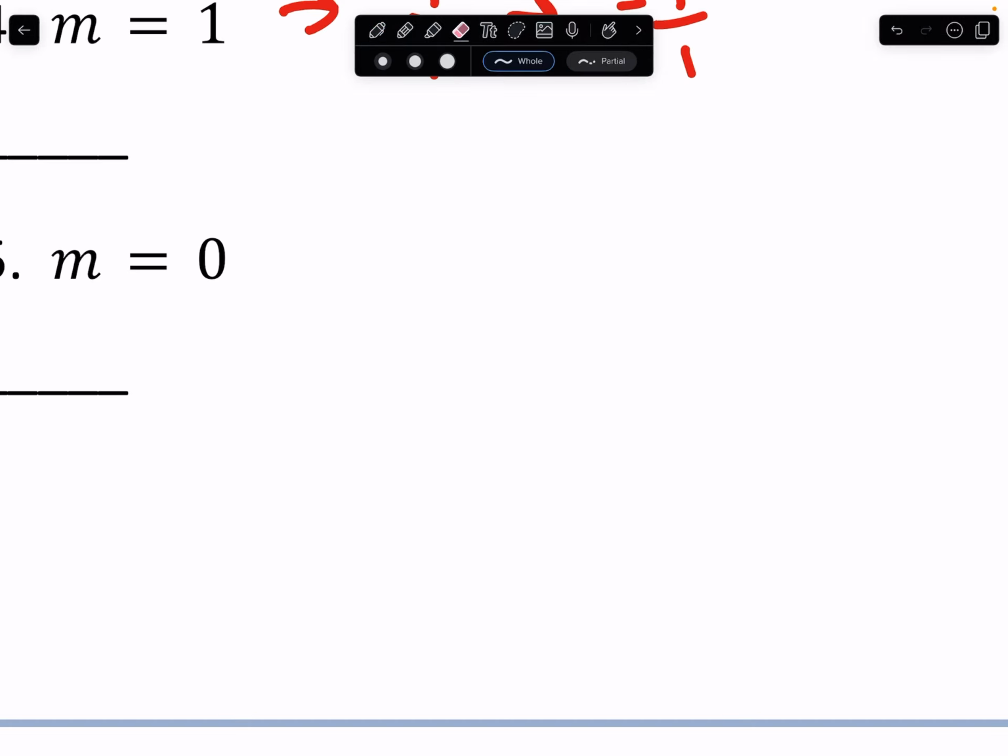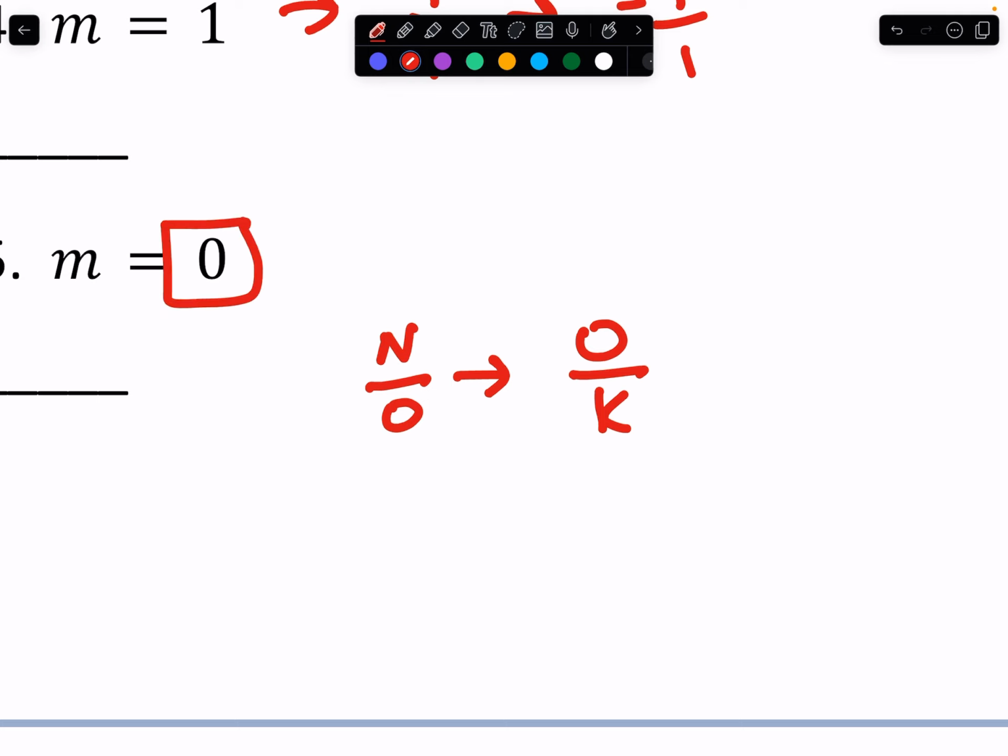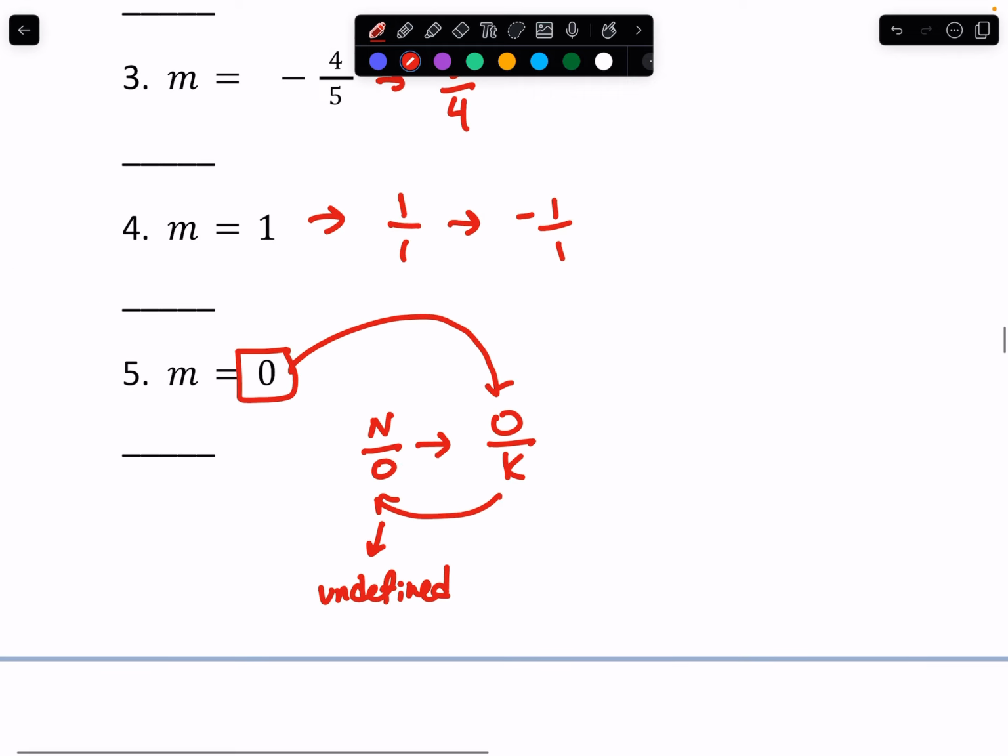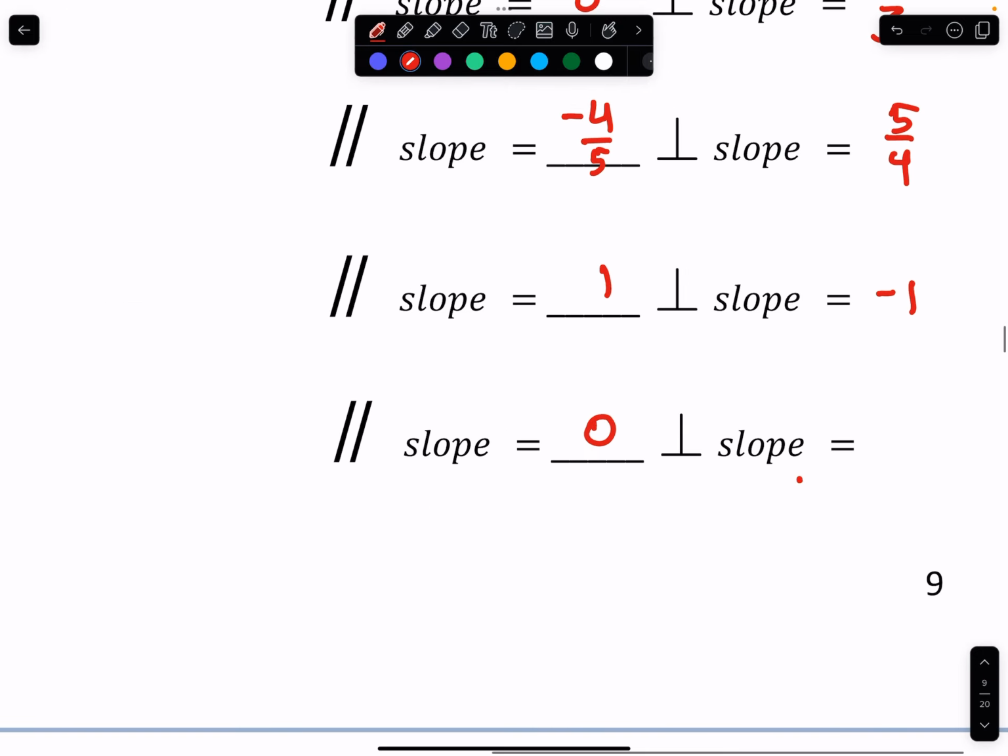However, remember how we talked about "no" and "okay"? These are also going to be perpendicular to each other. So if you have a slope of 0, that's "okay," right? So a line perpendicular to that is going to be "no," which means this has the slope of undefined. So this slope is going to be undefined.